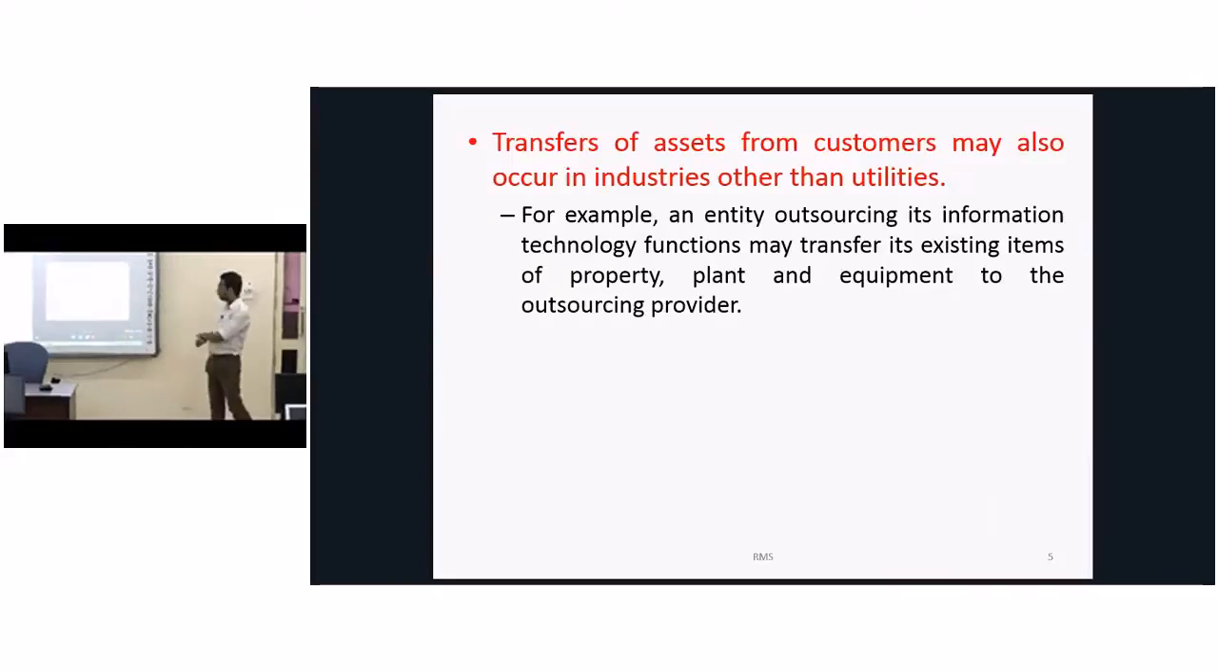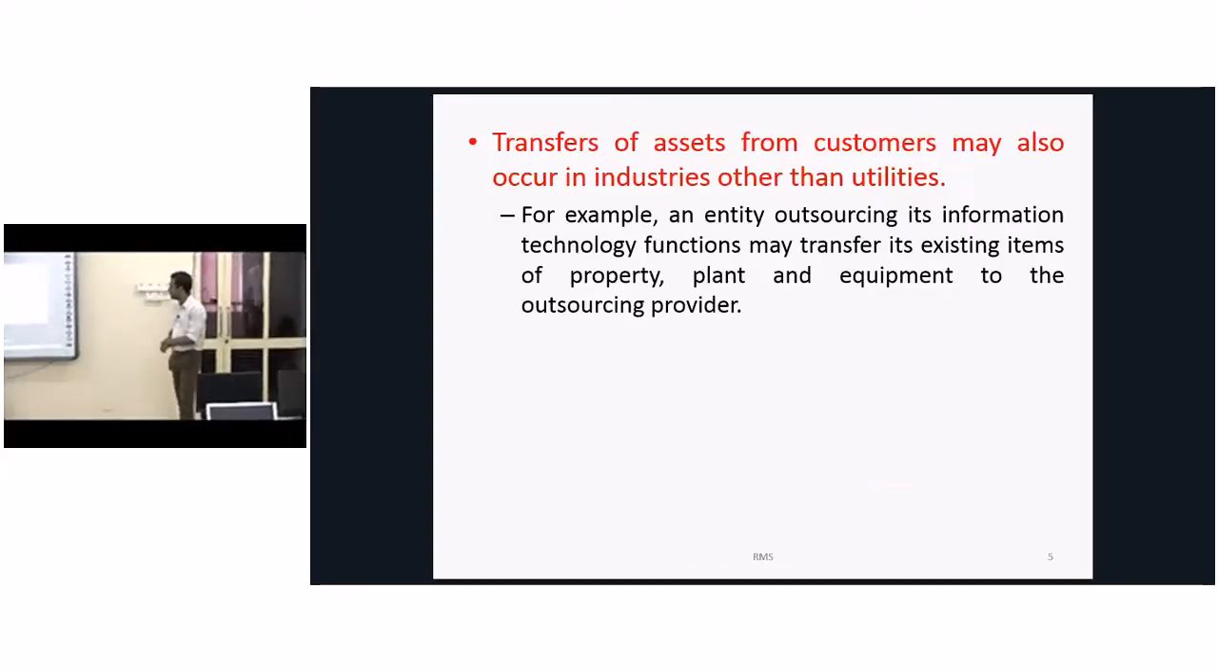Up to now, what we did, we tried to clarify the scope. It is a difficulty in this case.